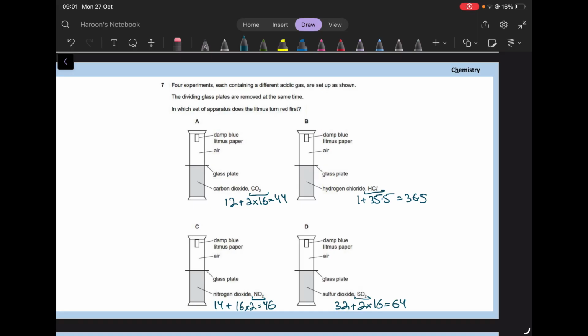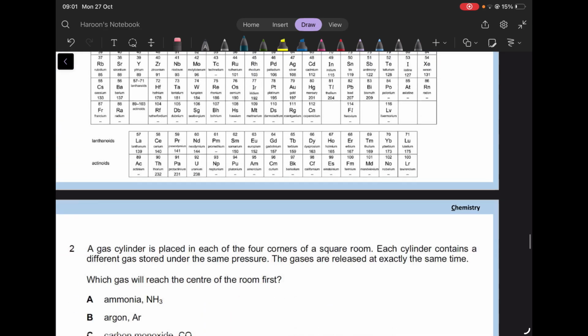So we are looking for the smallest molecular mass so that they are moving the fastest. In which they are moving the fastest, that would show the red color first in this case. So in B, they are the fastest. You can see smallest Mr. So this has to be the answer.